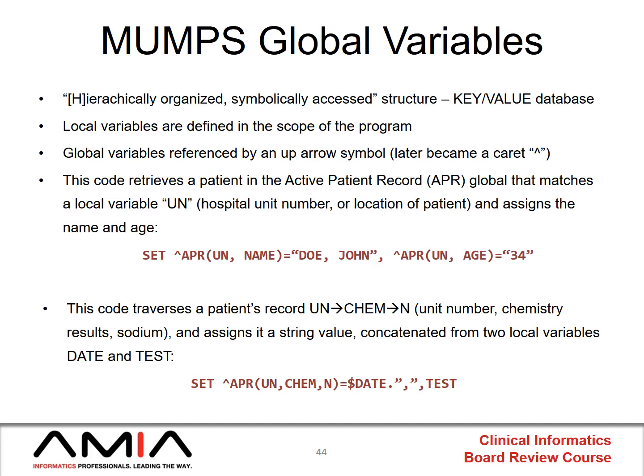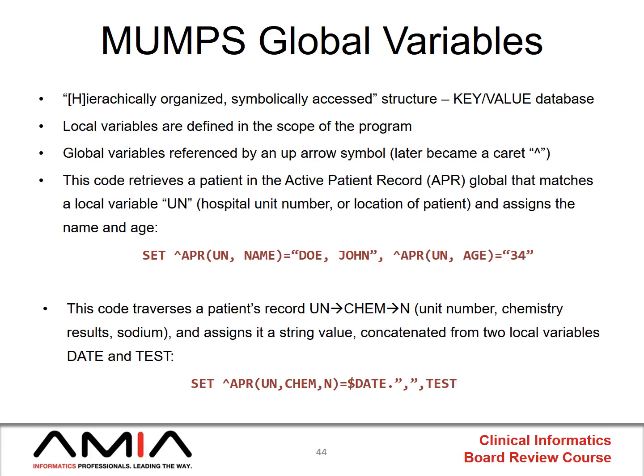in this example of code, is called the APR. So I've got set ^APR(UN, "name") equals "Doe, John", and then also global ^APR(UN, "age") equals 34. So UN might be a local variable in my program that I've just defined elsewhere. Maybe it's the patient's medical record number. So I'm saying retrieve the patient APR global array, find the local variable UN that corresponds to this patient, and where there's a name attribute, set it to the value of John Doe, and where there's an age attribute, set it to age 34.